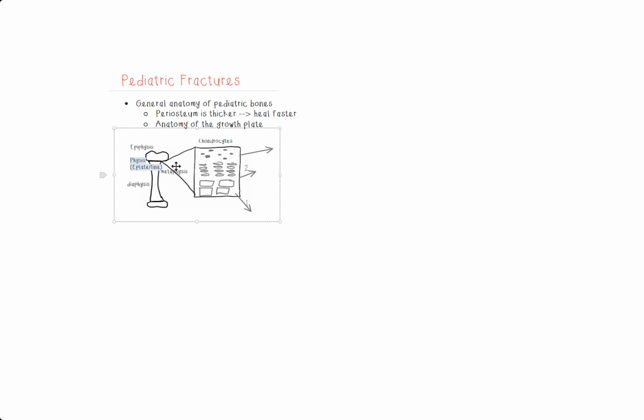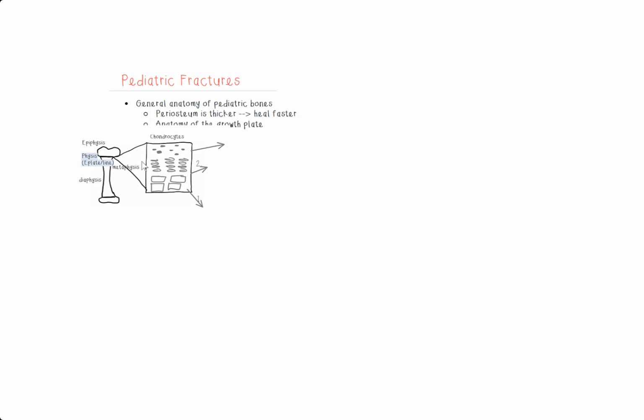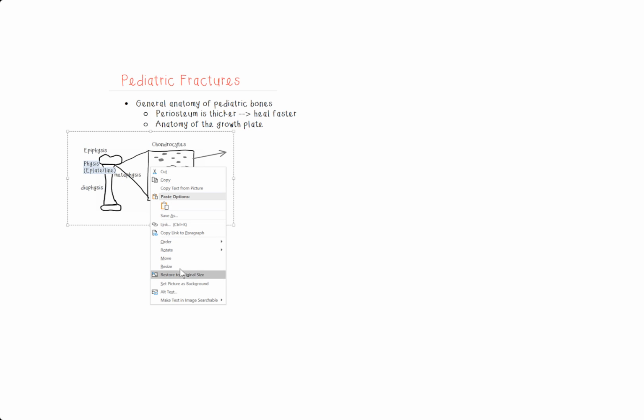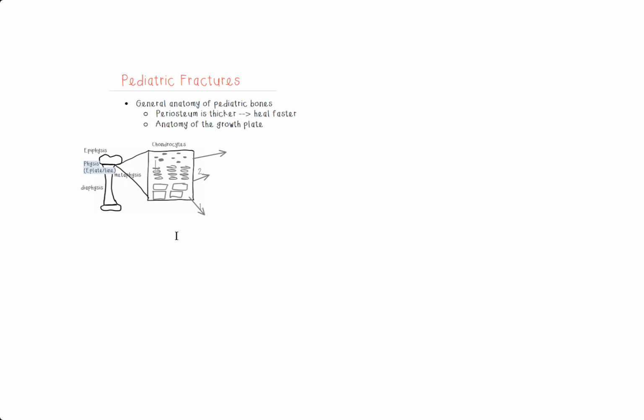Here's a sketch of a long bone, like for example your tibia or your fibula, and it is broken down into 3 different parts. We've got the epiphysis, metaphysis, and diaphysis. In between the epiphysis and metaphysis is something called the physis, or the growth plate in simple terms. We're going to zoom into this area and we're going to talk about the 3 different phases of how these chondrocytes are developed, also known as the cartilage cells.